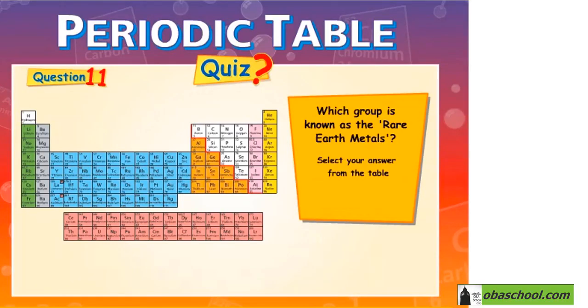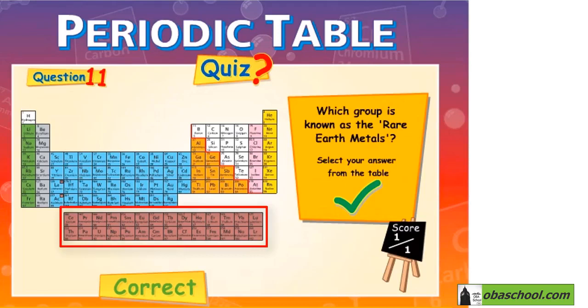Continuing with a new set of questions. Which group is known as the rare earth metals? It's not alkaline earth metals, it's rare earth metals. This group is represented in pink. From their name, they're metals and they're rare.